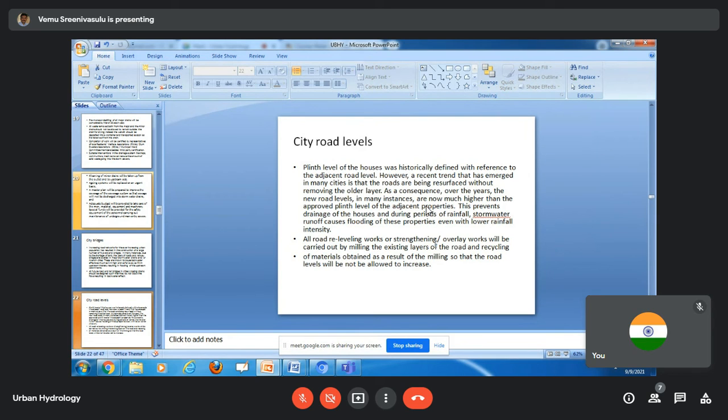Okay, so therefore all road re-leveling work or strengthening overlay work will be carried out by milling the existing layer of the road and recycling. Okay, so if the road is already there, you have to remove that one and again construct the new one, right?